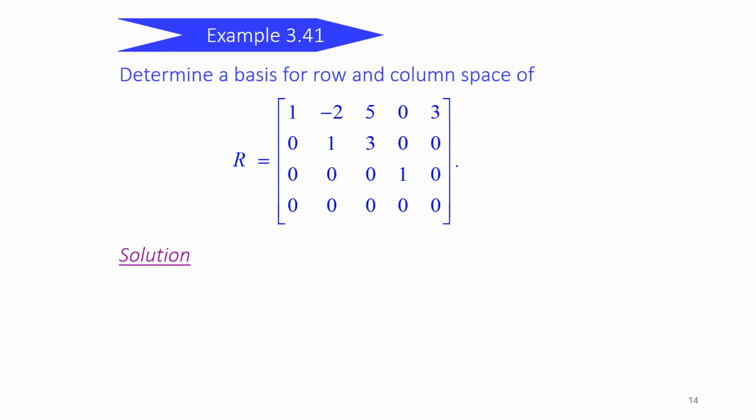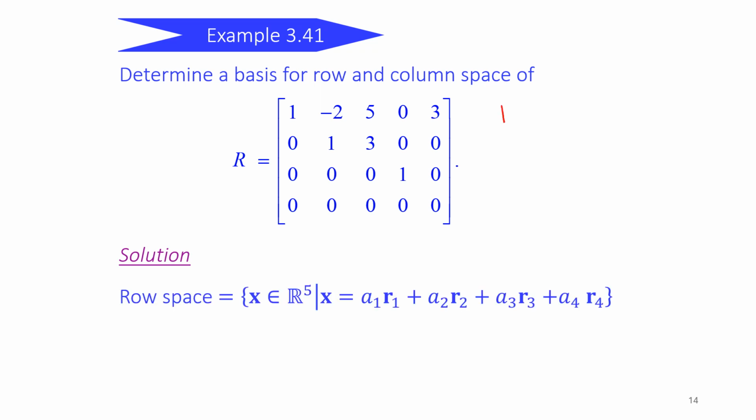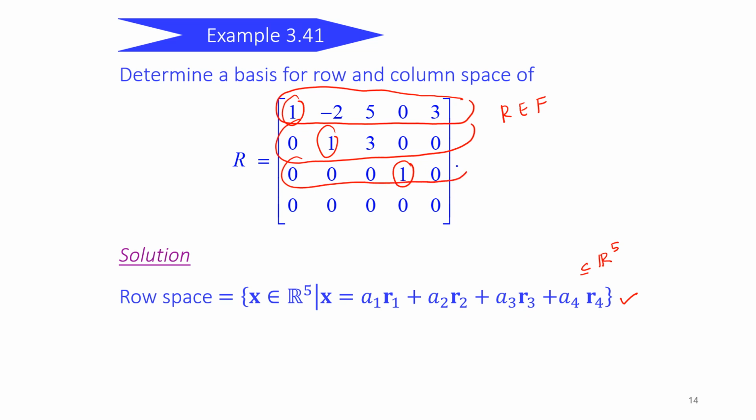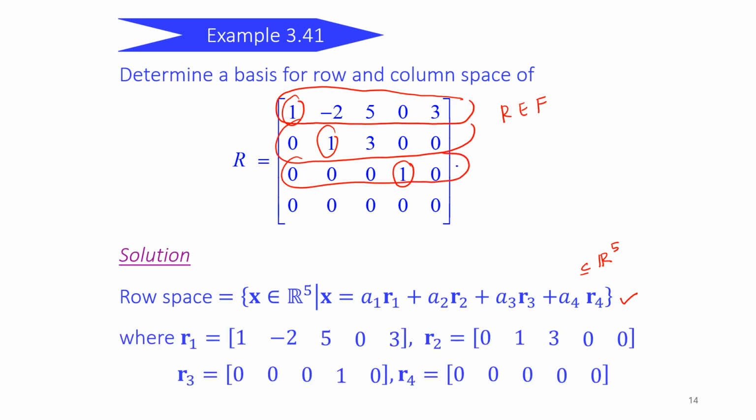Given a matrix R that is already in REF form, with these leading ones, you have to determine a basis for the row and column space of R. So this is the row space, which is a subspace of R^5. As given by the theorem, the basis for this row space is the row vectors containing the leading one. Therefore R1, R2, and R3 are row vectors that contain the leading one, so R1, R2, R3 are the basis for this row space.